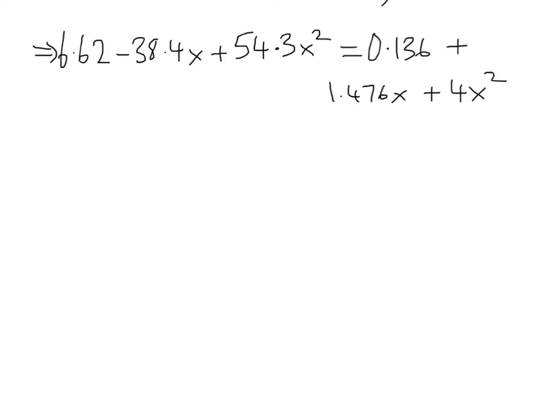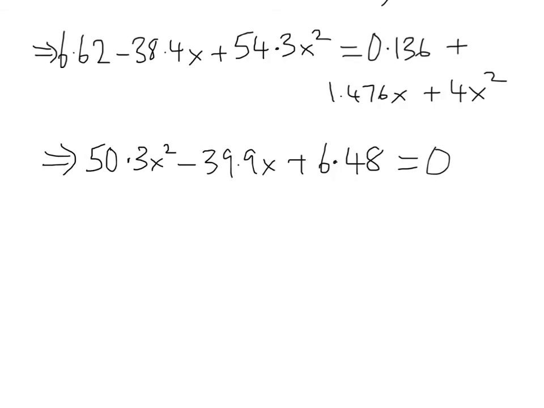Alright, so now what we want to do is get all the x squareds to one side. So that 4x squared on the right-hand side, we're going to subtract that from both sides to get it all the way on the left. This x term here, we're going to subtract it to push it to the other side. And this 0.136, we're going to subtract it from both sides to bring everything over. And that way we'll get x squareds and x's and constants equals 0. So let's try that. So that gives us this expression here.